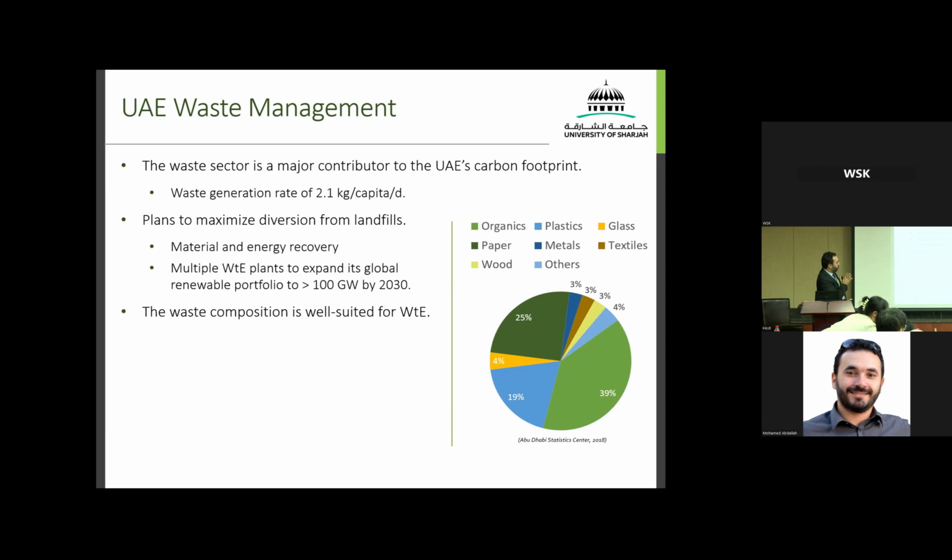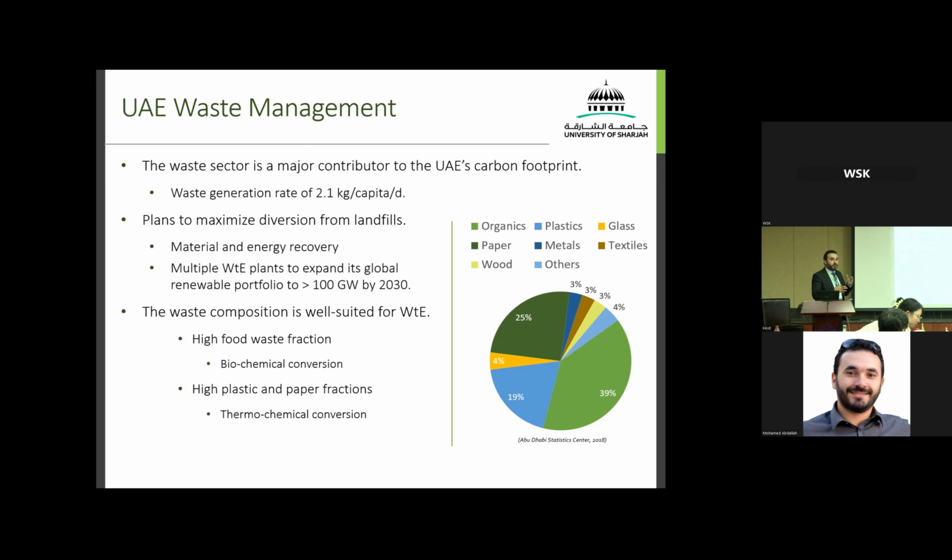Now, I want to show you also the waste composition of the UAE. This is a typical waste composition in most Middle Eastern countries, plus or minus 5 to 10%. As with other developing countries, the organic fraction is the highest out of all fractions, but also a quarter of it is paper, and 20% is plastic.